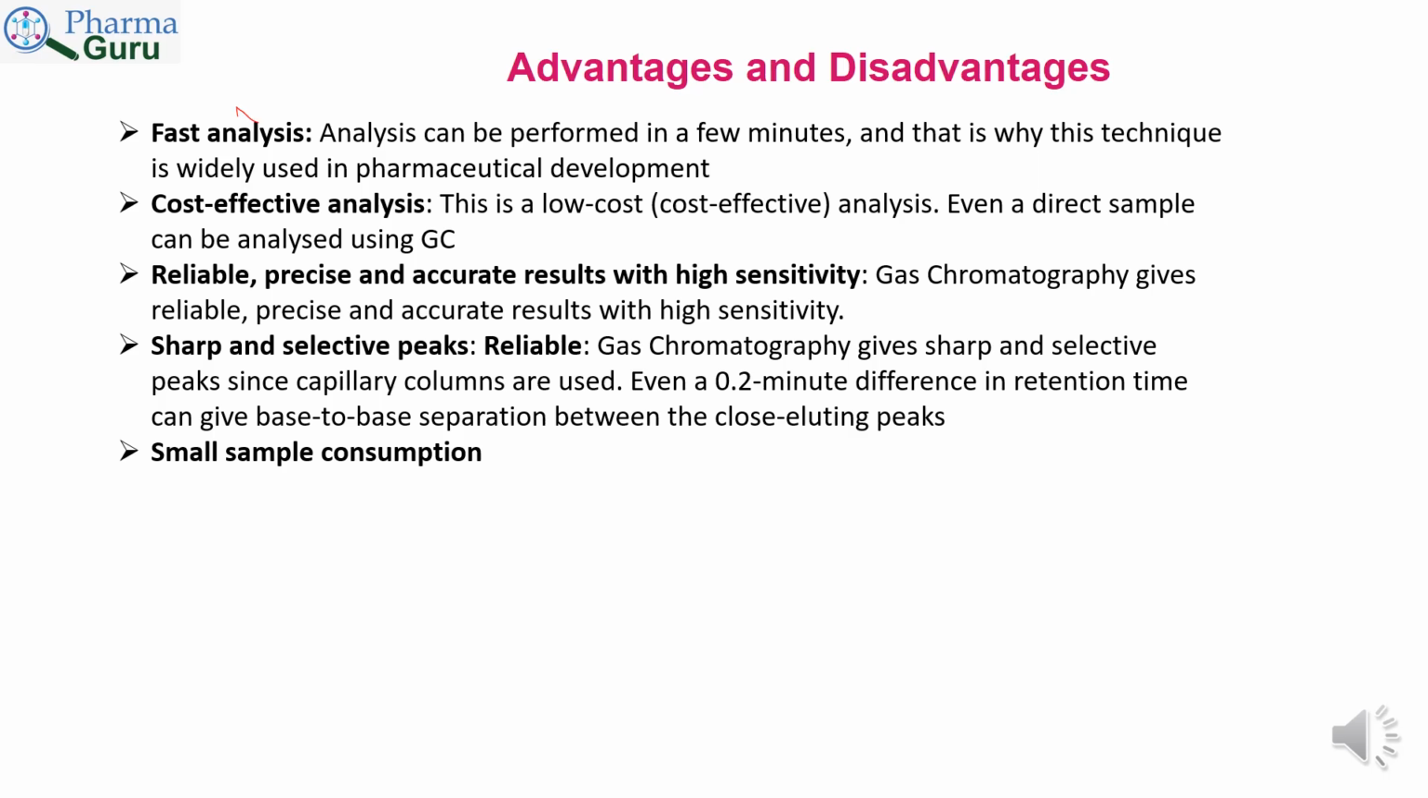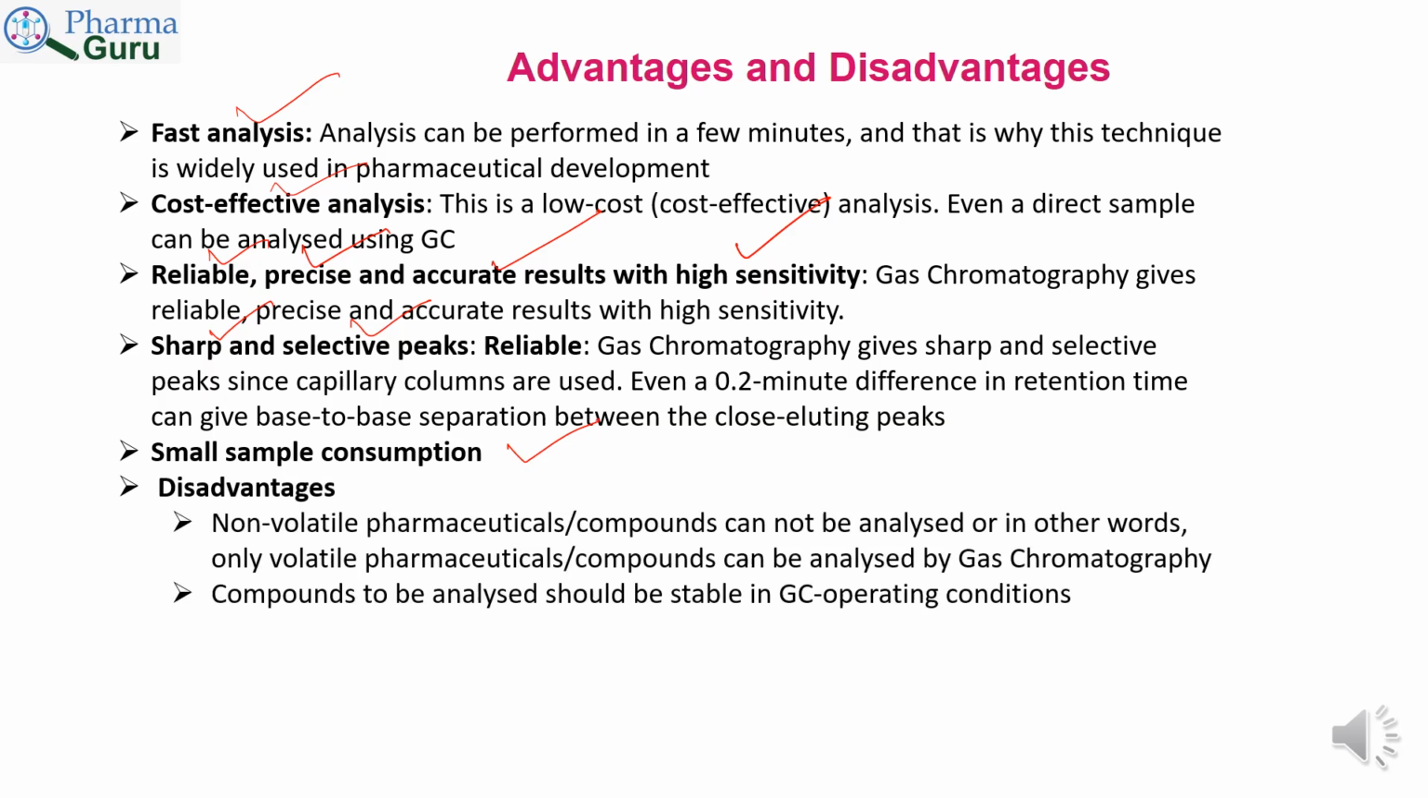Advantages and disadvantages of GC. In GC we get result fast. GC is a cost effective analysis. GC gives reliable, precise and accurate result with high sensitivity. In GC we get the sharp peak and selective peaks. In GC a small amount of sample is consumed. Secondly, it has disadvantages also. Non-volatile compounds cannot be analyzed in GC. Thermally unstable compound cannot be analyzed in GC.